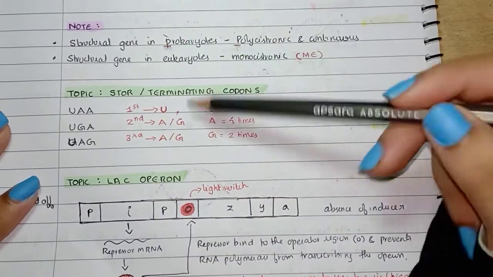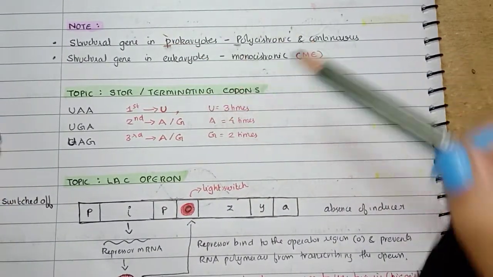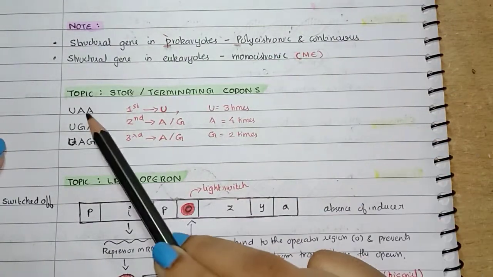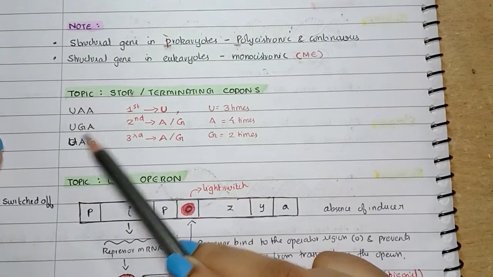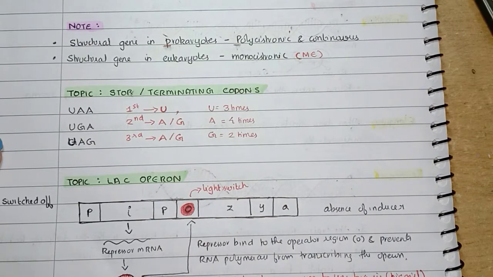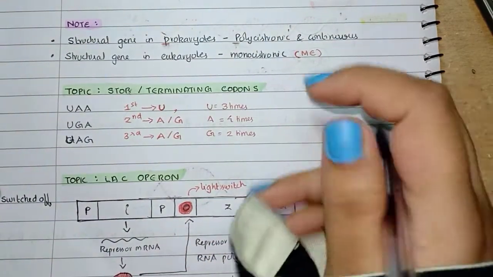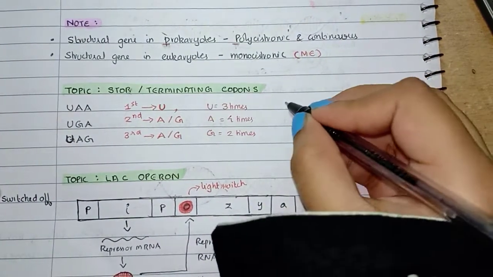Next topic is stop or terminating codons. Okay, stop or terminating codons. So the three are UAA, UGA and UAG. Okay, so first what you have to do is, first you have to write U. In all three of the cases, the first thing is U.